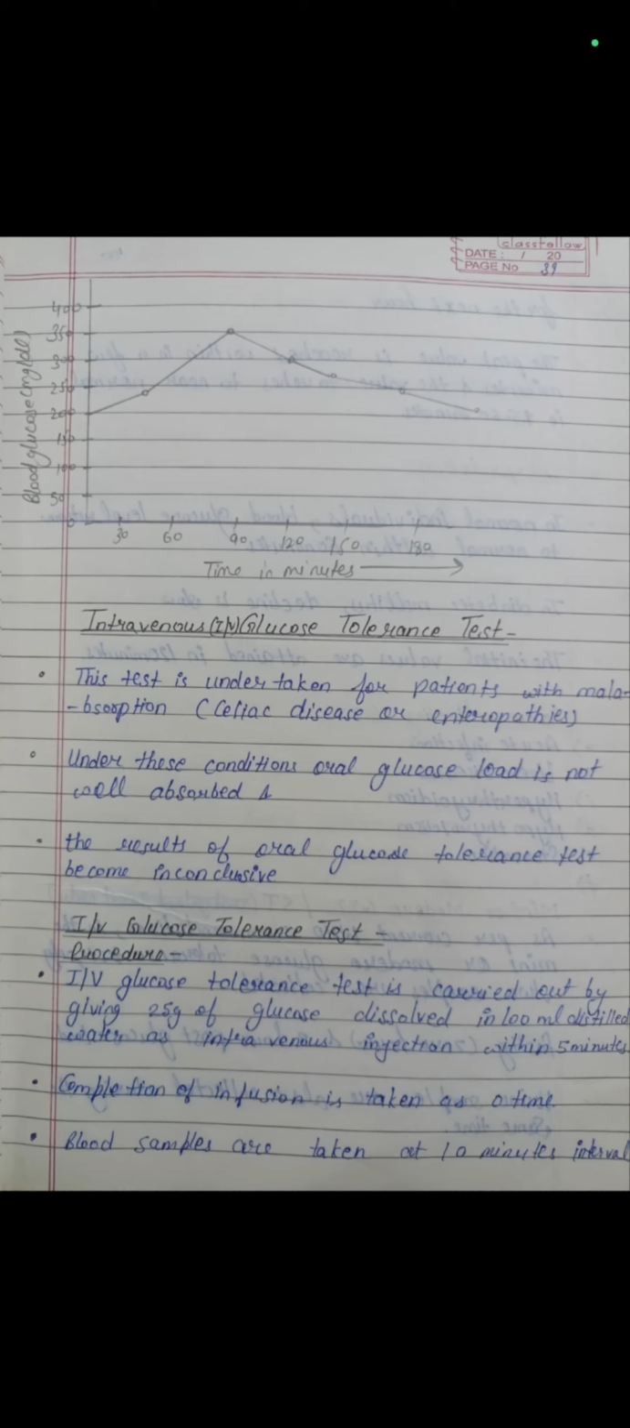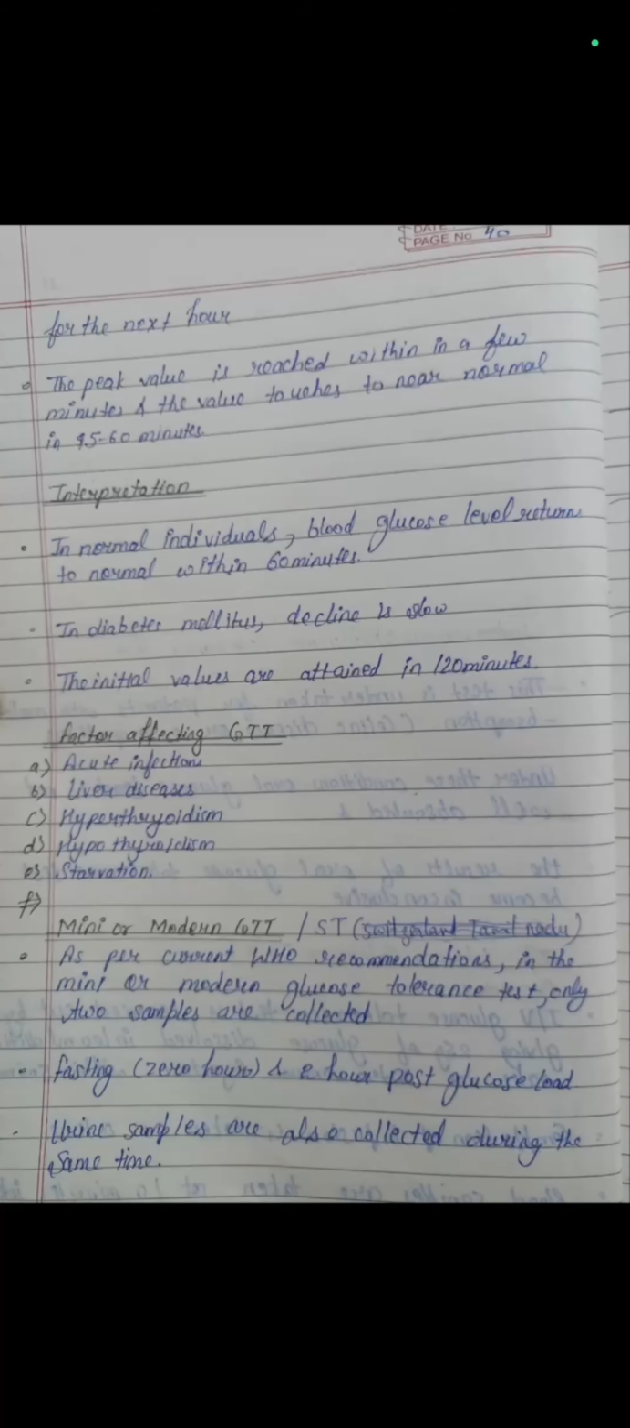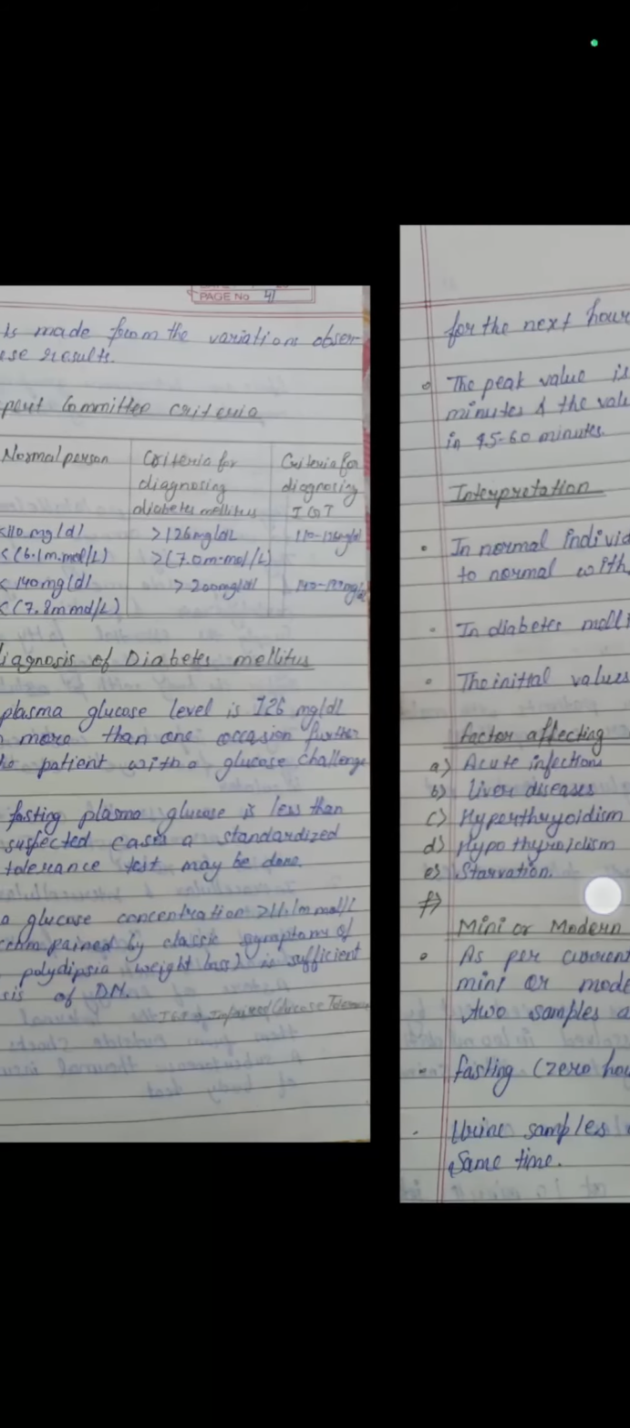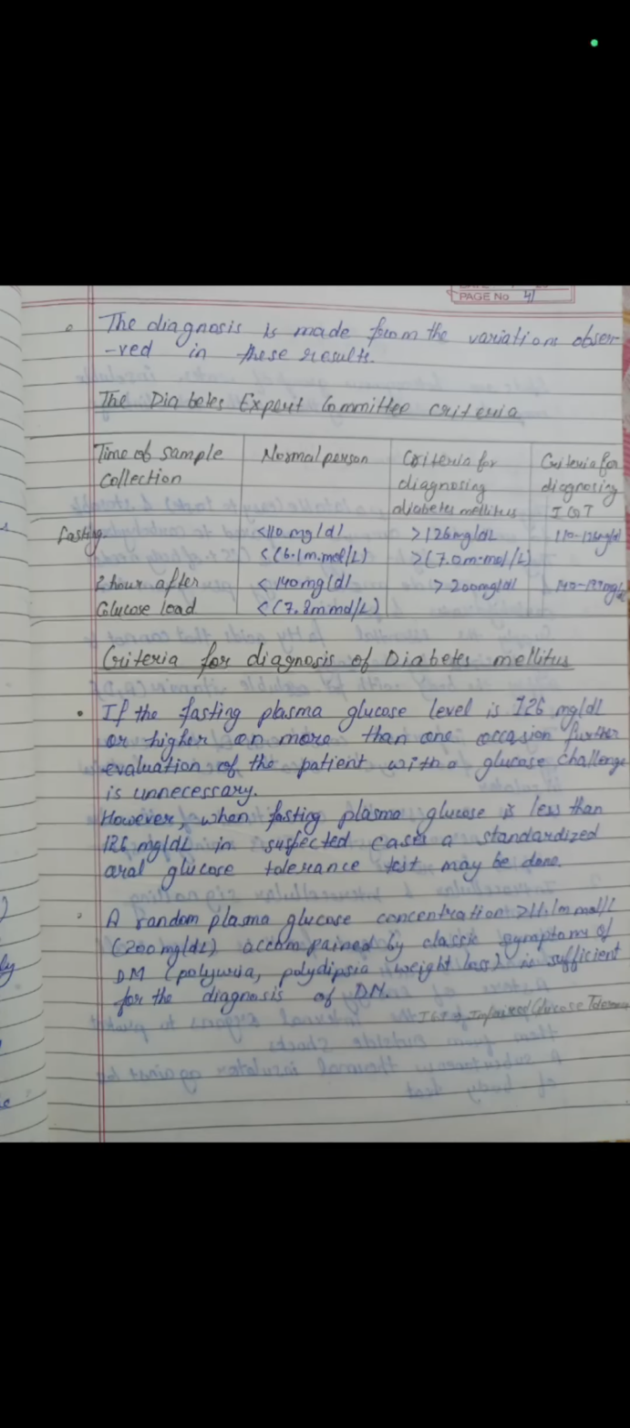The diagnosis is made from the variations observed in these results. And now we will discuss the expert committee criteria. Here we can see the flow chart. In this, the time of sample collection is shown here.